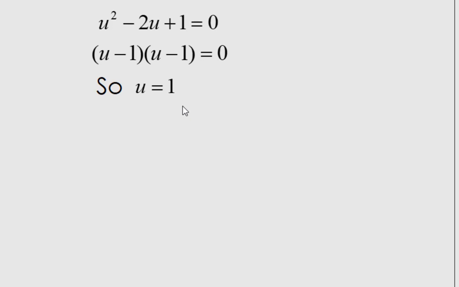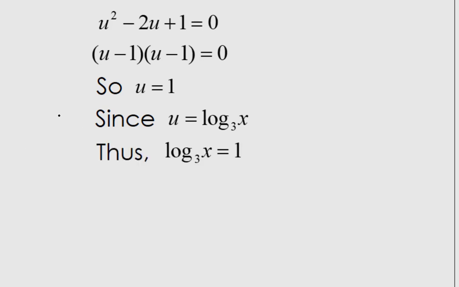So we have u equals 1. Remember that u is not the solution, because we used substitution here: u equals log x base 3. Then we substitute, so log x base 3 equals 1. Using the property of changing log into index, we can bring 3 to the other side, so we have x equals 3 power of 1, which is just x equals 3.